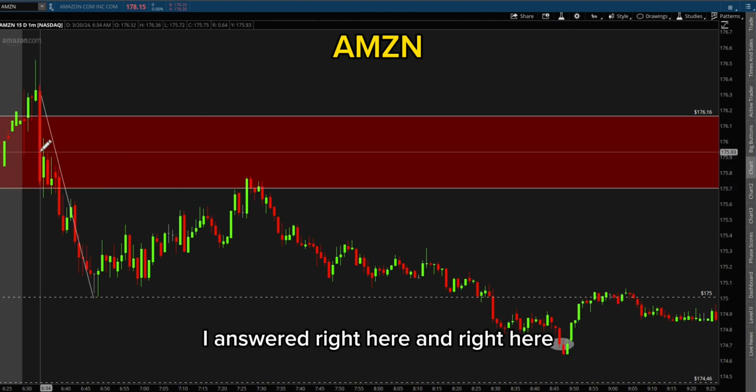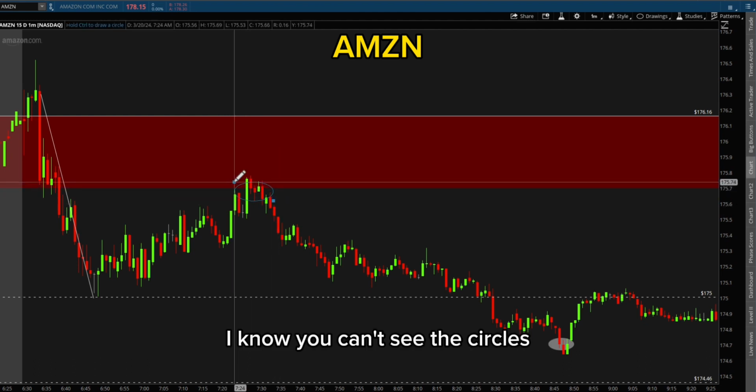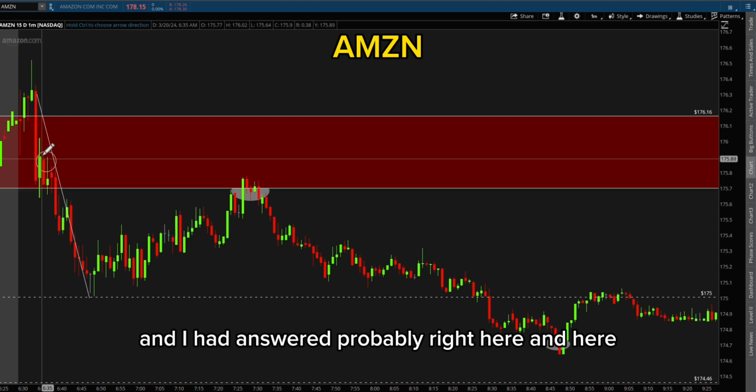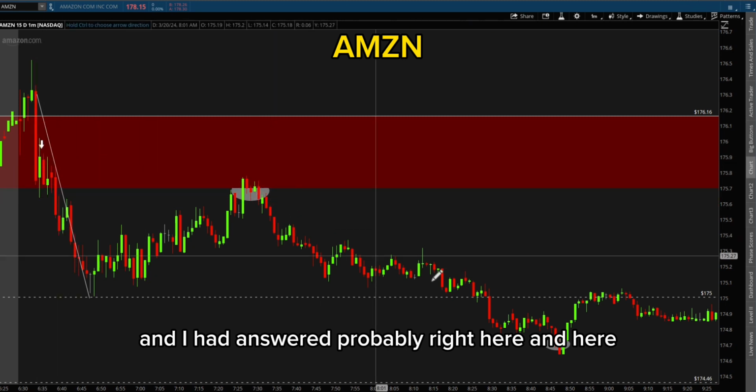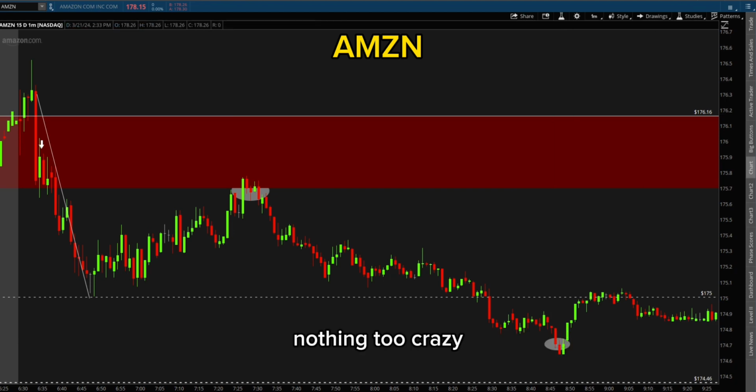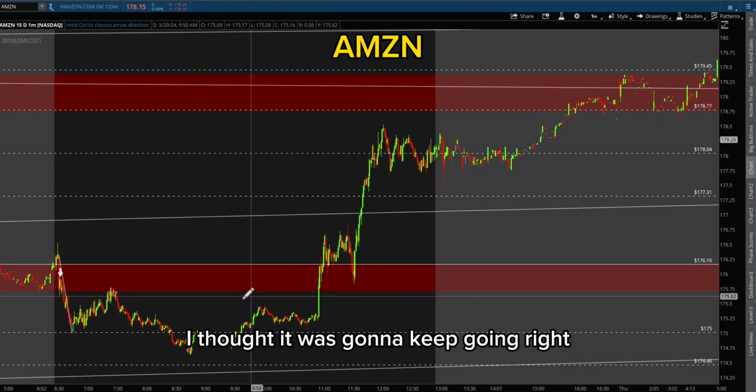So listen, I entered right here and right here. I know you can't see the circles, but I had entered probably right here and here, and then I sold it right here, right? So this is about like a $1 move on Amazon. Nothing too crazy. I thought it was going to keep going, right?